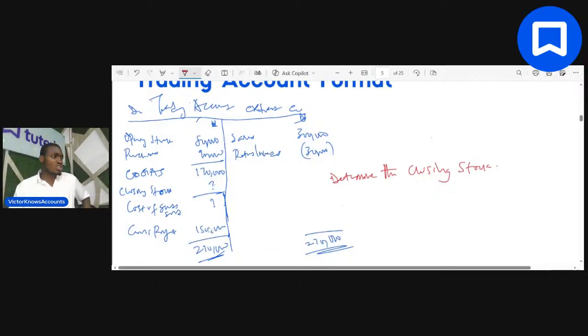As I said, you should note it down as I was writing it. Then your total is 270,000. Your sales is 300,000. Your returns inwards is 30,000. That gives us a net of 270,000. So Kumi said cost of goods sold is 150,000.